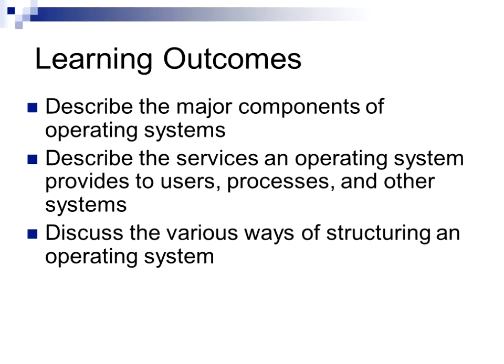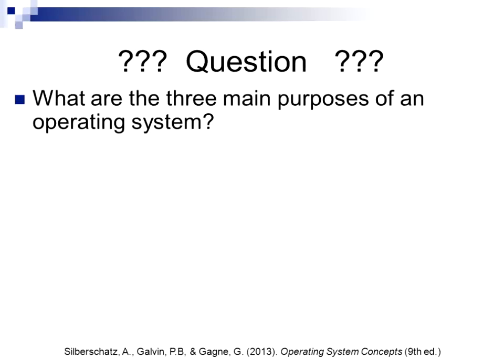Okay, well now I'd like to get into the actual information that's in your course, and this is in your student guide and in your weekly instruction, what the learning outcomes are for the course. You should be able to describe the major components of an operating system, describe the services that an operating system provides, and discuss the various ways of structuring an operating system. And these are pretty much the topics that are covered in the first 2 chapters of your book.